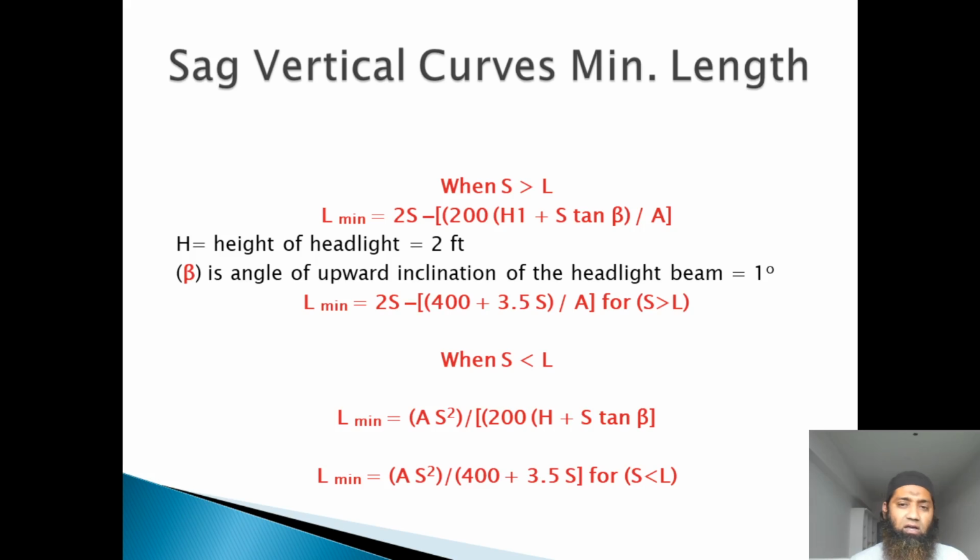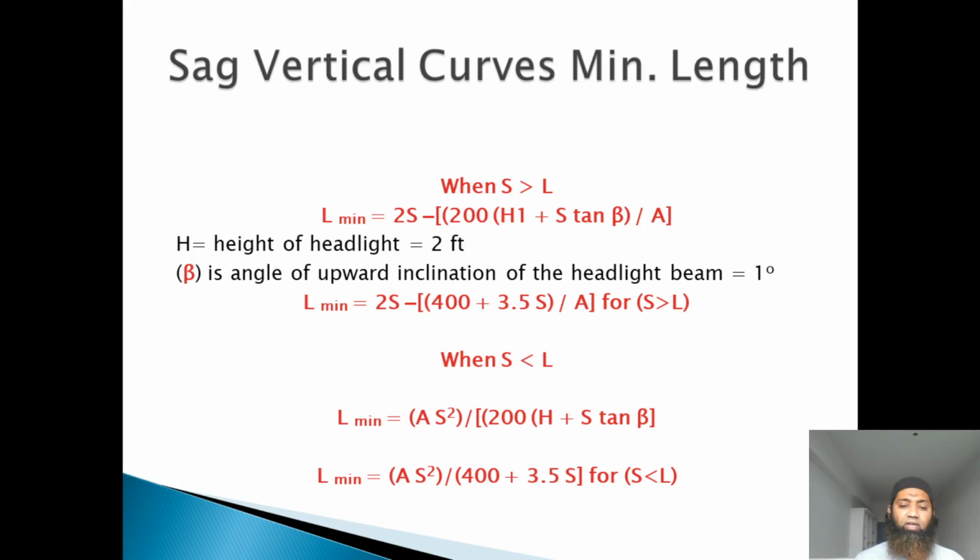Please be focused here, because whether the S value is greater than L or less than L is more important here, and you will have to substitute the values accordingly. When S is less than L, you can see L minimum, the minimum length of curve, should be AS squared divided by 200 times H plus S tan beta. Tan beta is the upward inclination angle, and S and A we had already seen in the previous class.